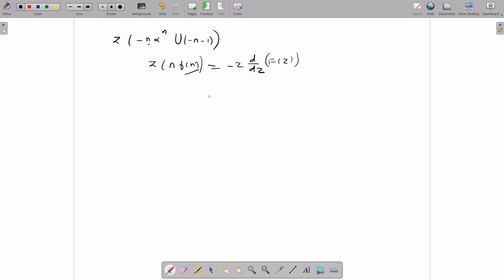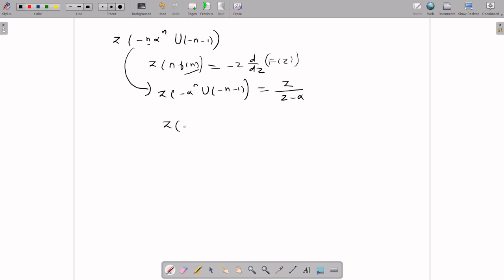And then what is this value? It is the z transform of minus alpha power n u of minus n minus 1. We just now found out that value, isn't it? What is that value? z by z minus alpha. And we have to find n into this function, isn't it? Compare these two terms. Here one n is inserted.